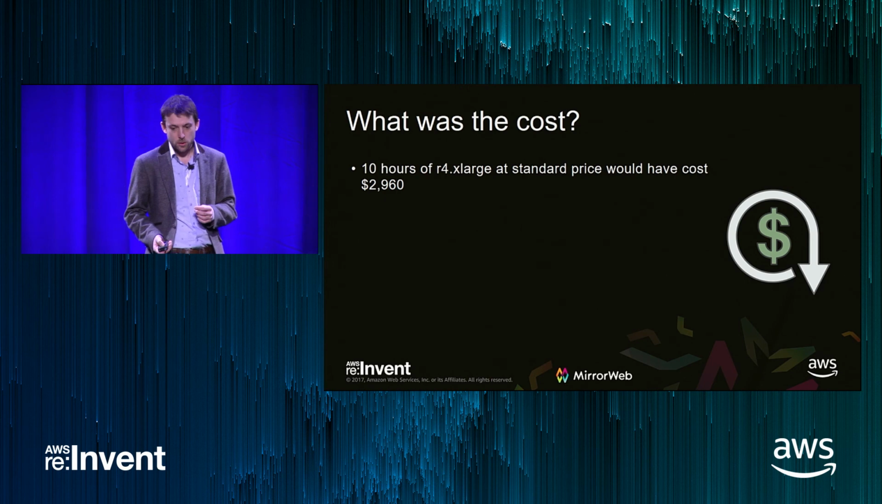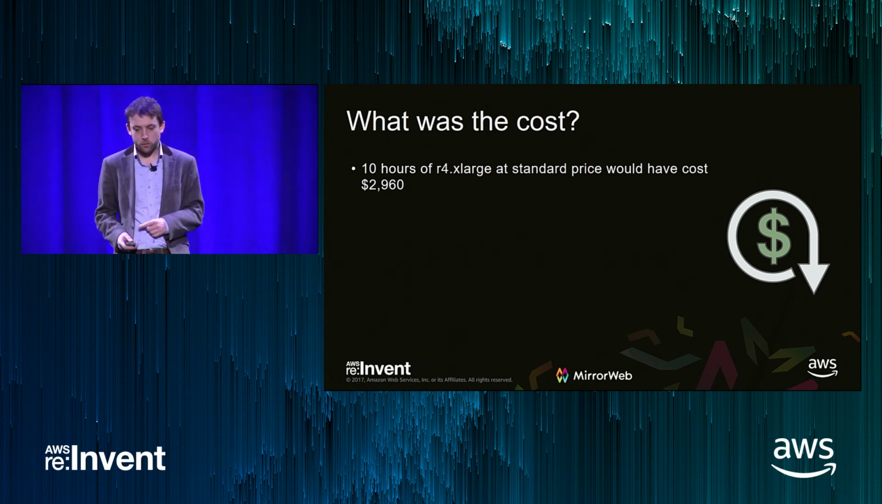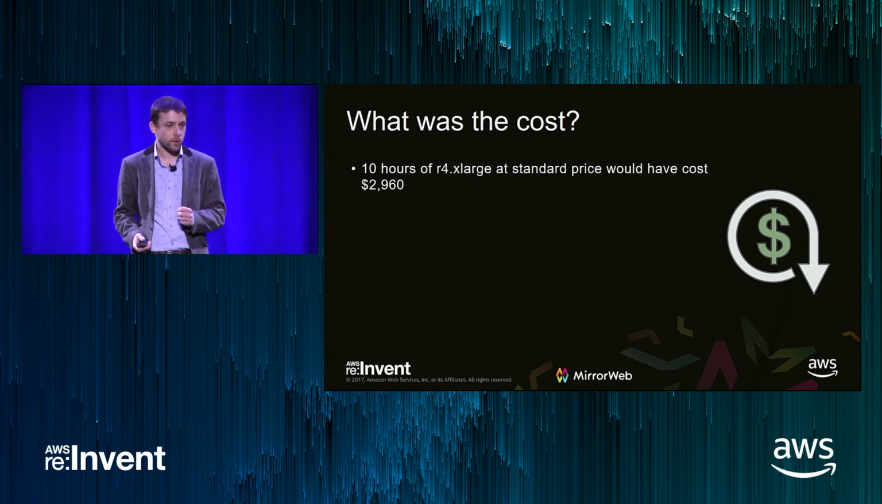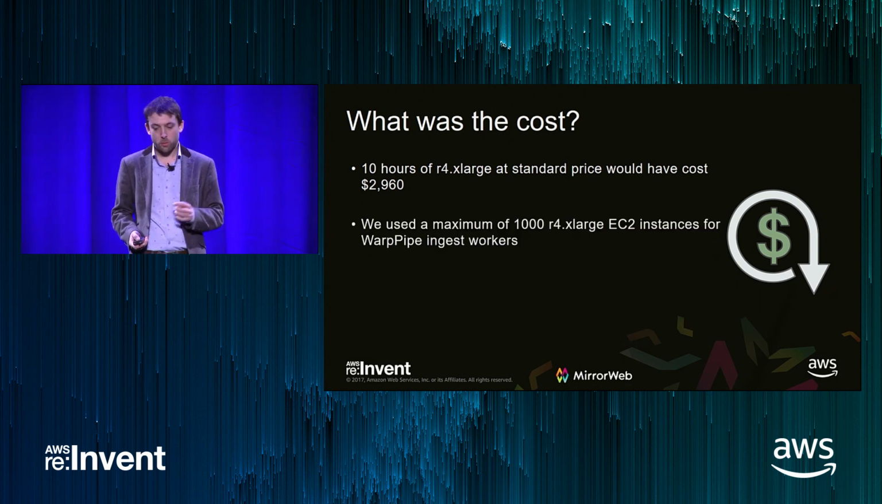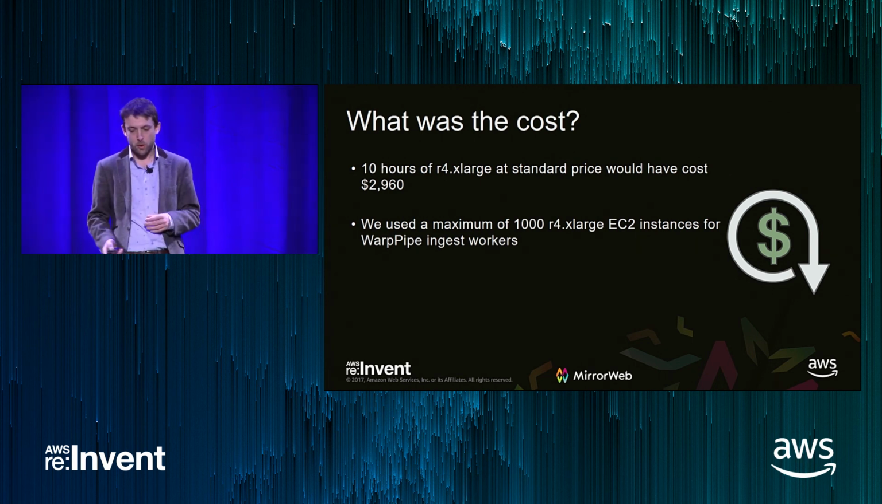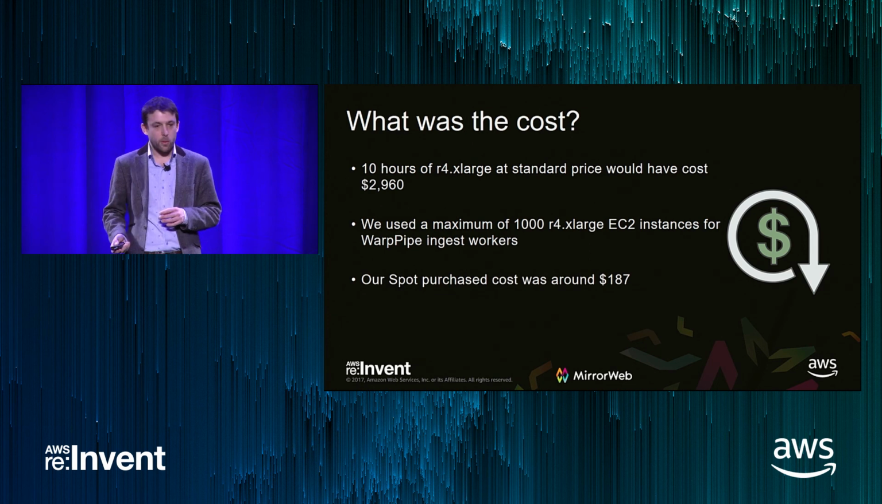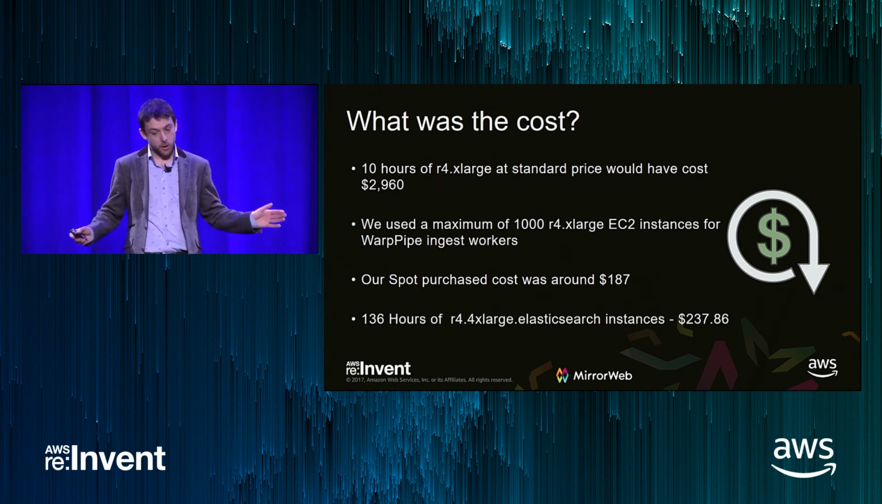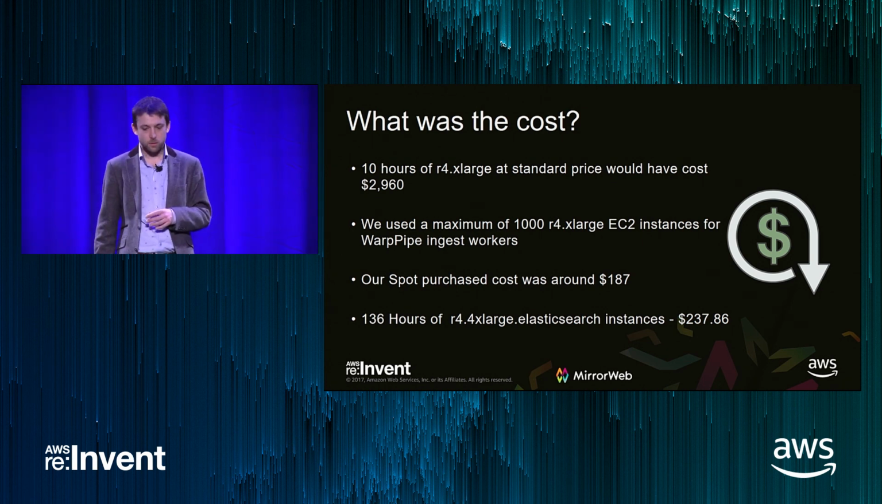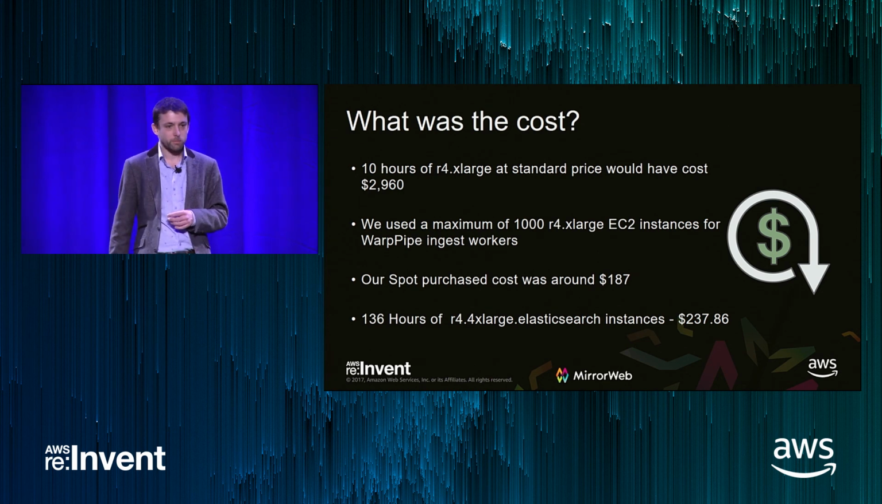So what was the cost? Well, 10 hours of R4 X large, 1,000 of them would have cost around $2,960. As it was, we didn't use 1,000 for the entire time because once the filter stage had completed, we were able to shut those down. But I ended up with a spot purchase price of $187. Phenomenal reduction. And then the large Elasticsearch cluster that we ran, looking back through our bill, we used it for 136 hours, and that cost us $237, which all in all was pretty cheap.